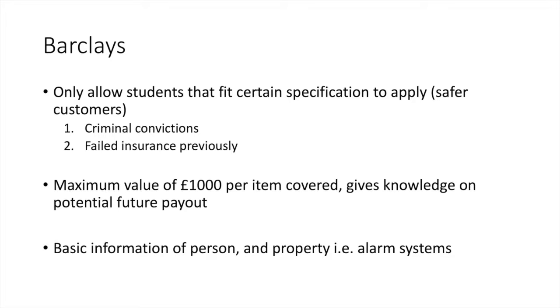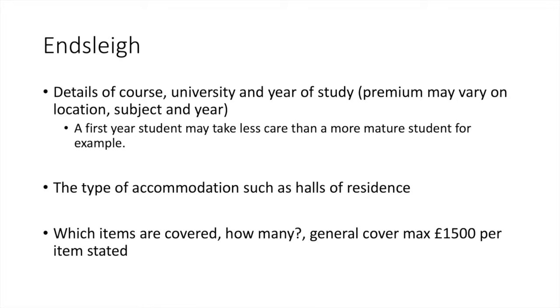Firstly, Barclays. They immediately get information on who is applying, and they will not insure anyone with a criminal conviction or failed insurance policy previously. This should lower the risk by only insuring safer customers. They also set a max value of £1,000 per item, which helps give knowledge on potential future payouts.